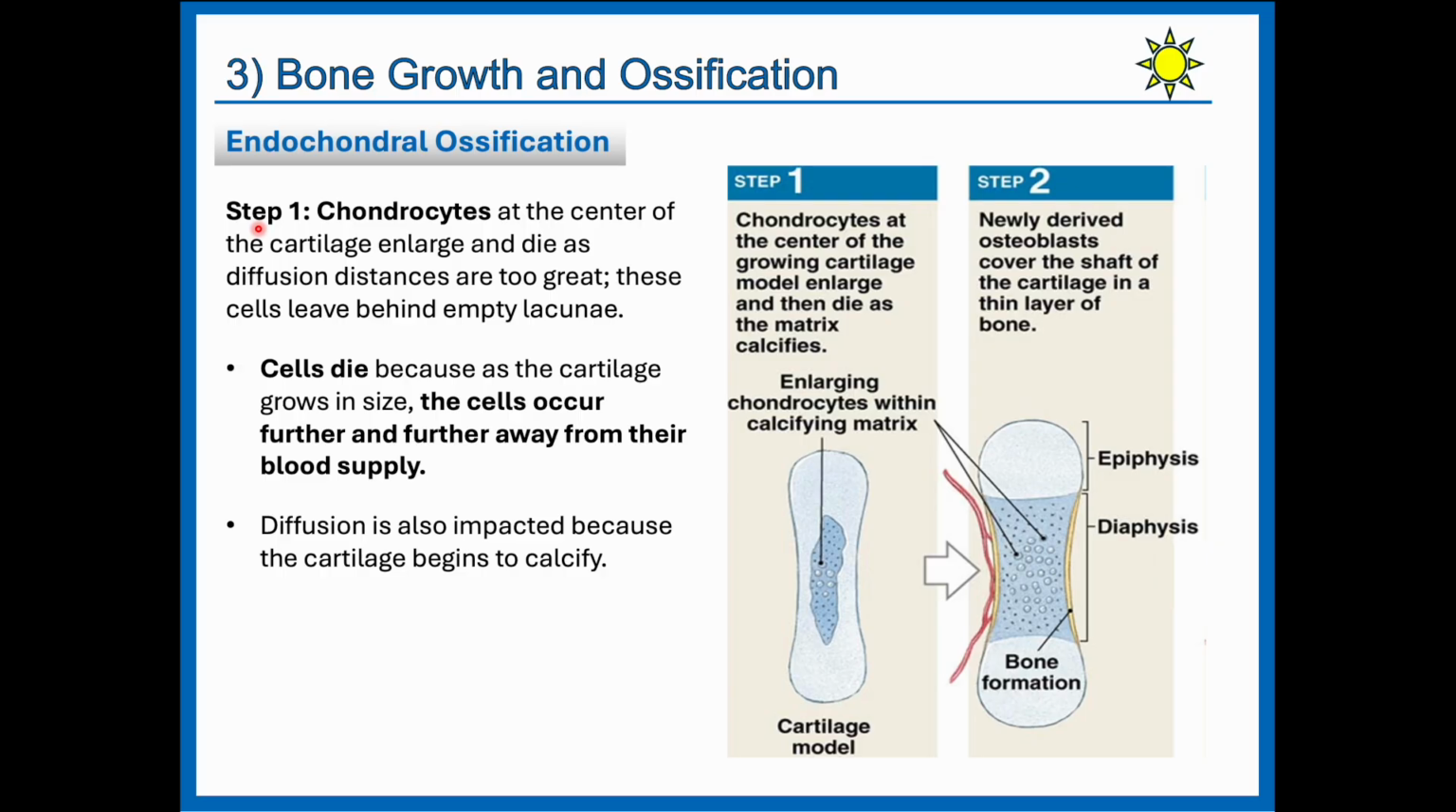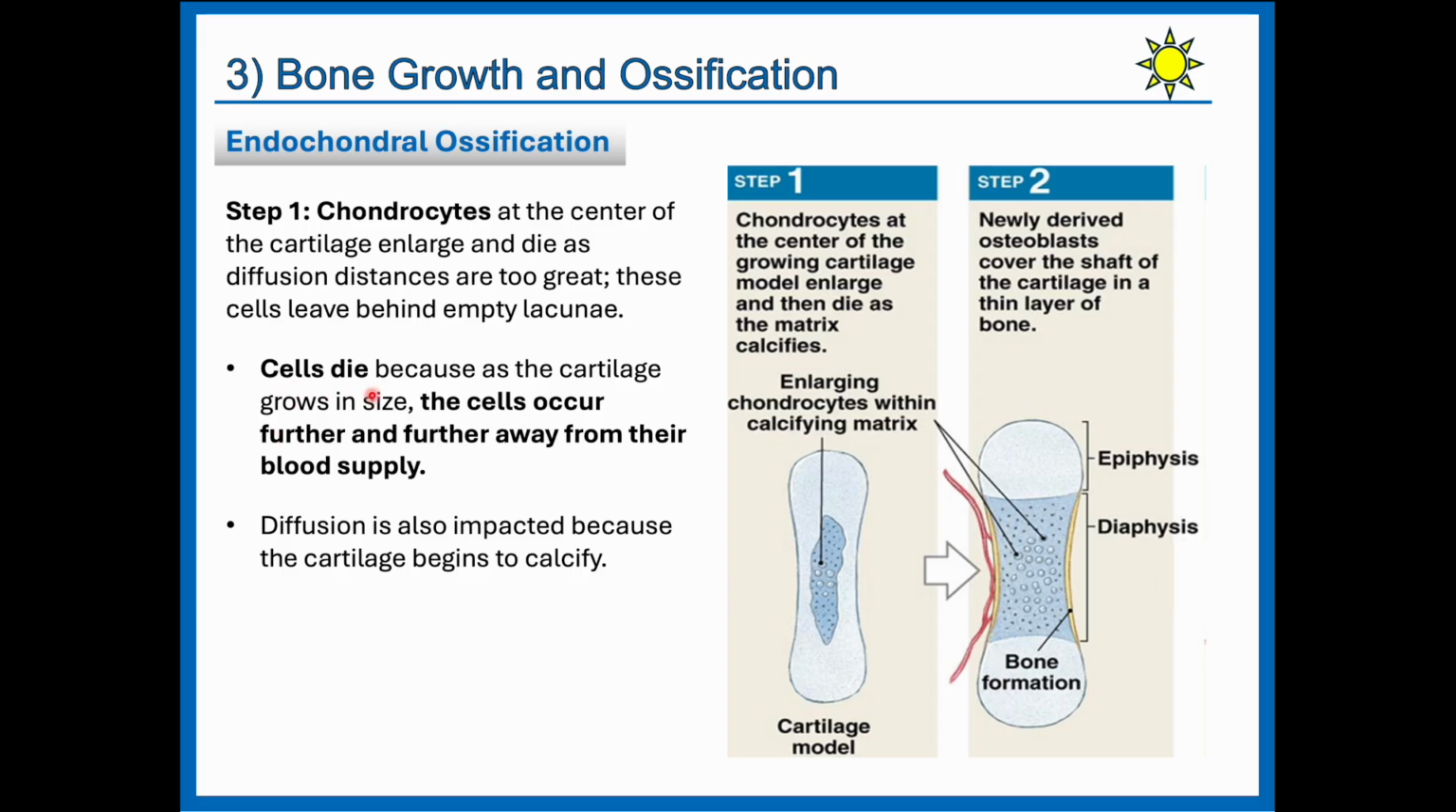So in this developing fetus that is making its new bone, we just have these cartilage bits. Step 1 of this is that the chondrocytes over here, what are chondrocytes? Chondro is for cartilage, cytes means cells. The chondrocytes in the middle of the cartilage enlarge, and as they grow, they die because diffusion distances are too great, and these cells leave behind their empty lacunae. So you end up having these empty lacunae around here.